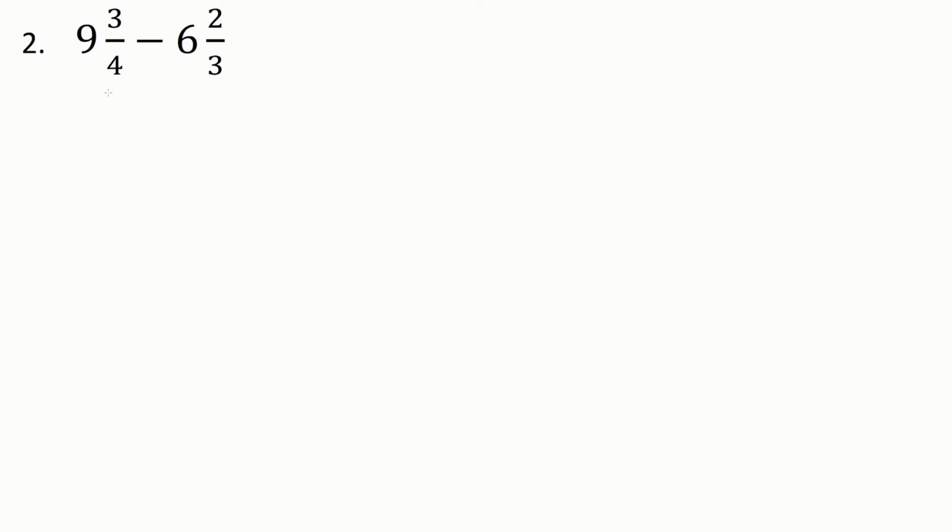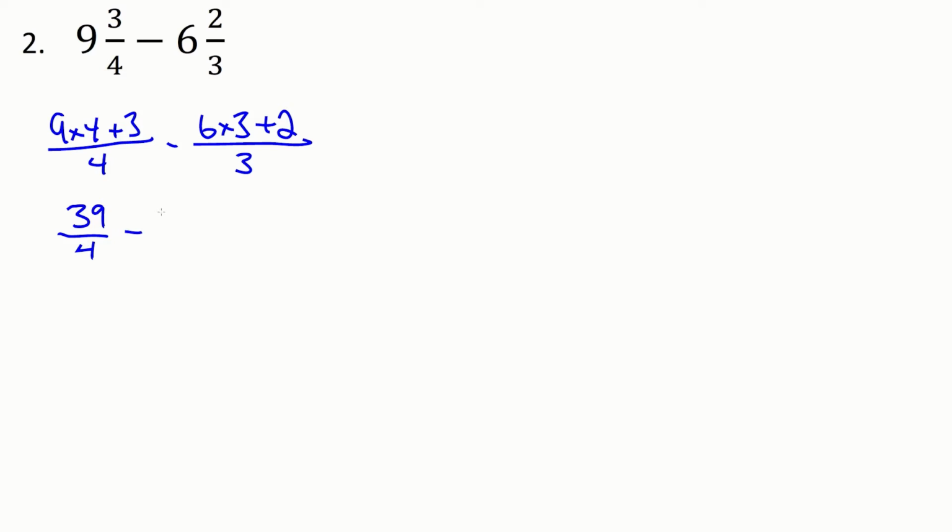Let's look at our second example here. So 9 3 over 4 minus 6 2 over 3. Let's convert out of the mixed number first. That means 9 times the 4 in the bottom plus the 3 that was already there, over 4, minus 6 times the 3 in the bottom plus the 2 that was already there, over 3. So 9 times 4 is 36 plus 3 more is 39 over 4, minus 6 times 3 is 18 plus 2 more is 20 over 3.